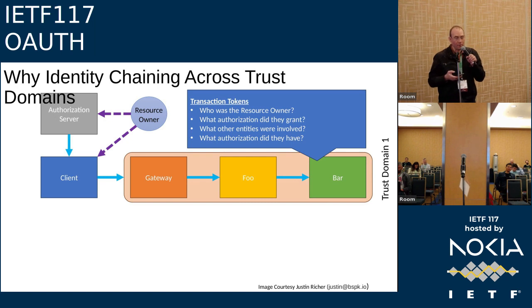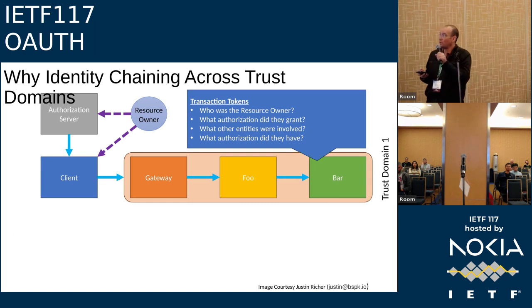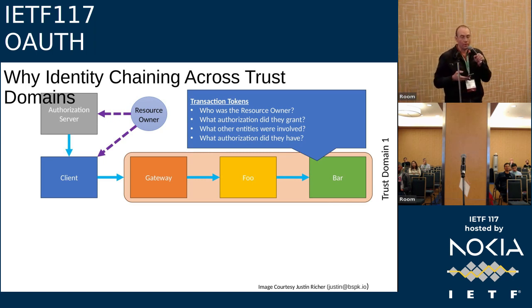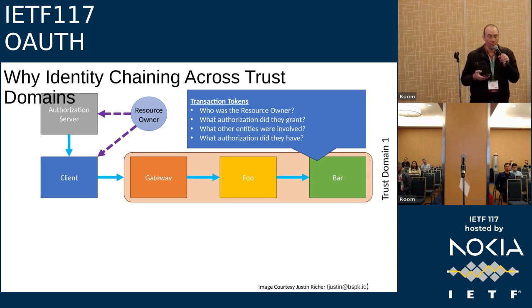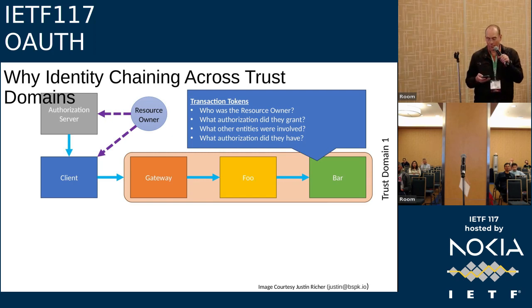Typically, the transaction token in these environments gives us some information so that when we get to the second, third, fourth service down the line, we still need to know who the resource owner was and what authorizations they granted. We also want to know what other entities were involved, and what other authorizations they might have.